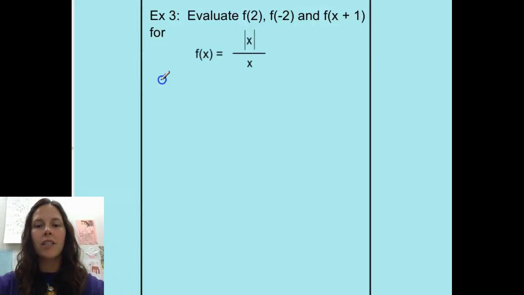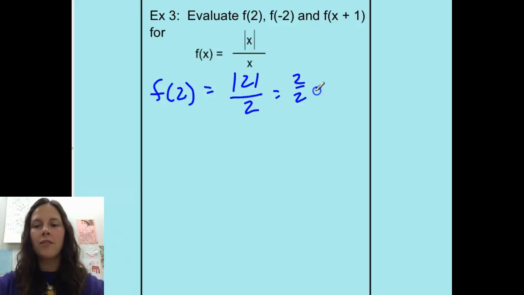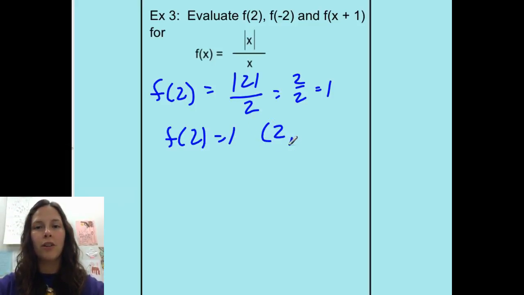Taking a look at that one more time, evaluating our function at the value of 2, we'll replace every x with a 2. Absolute value of 2 is 2, divided by 2 is 1. So f of 2 equals 1. Since these are both numbers as an ordered pair, that would be 2 was our input or part of our domain, and 1 was the output or the range.